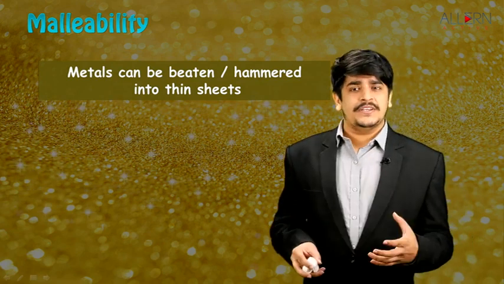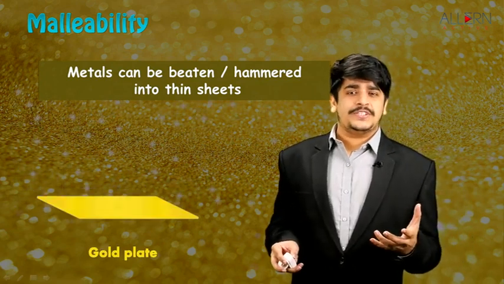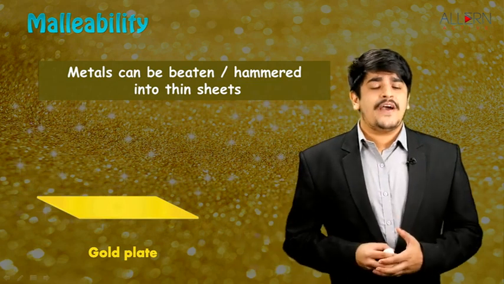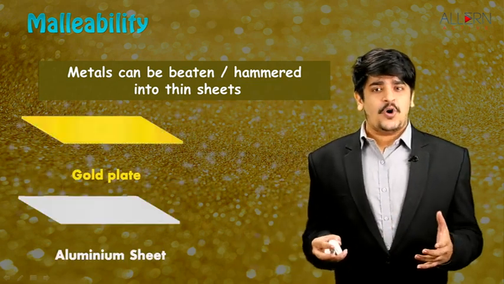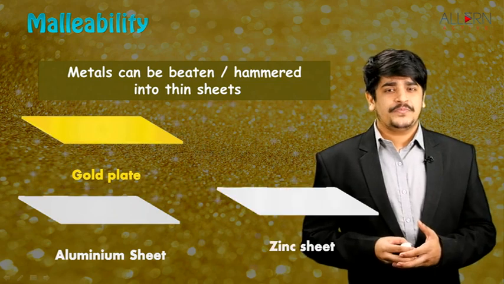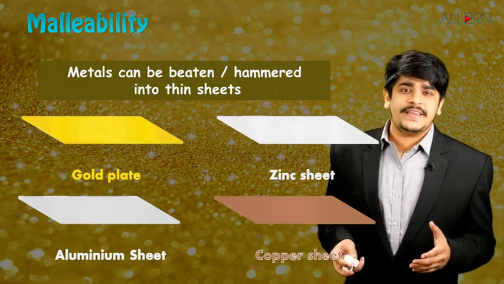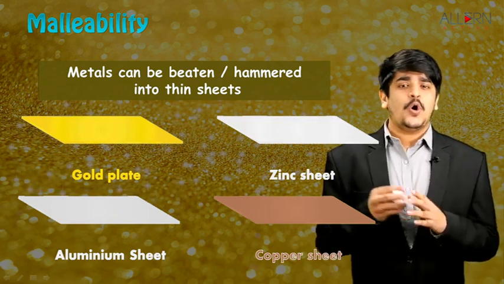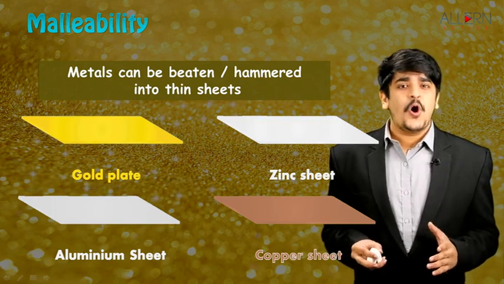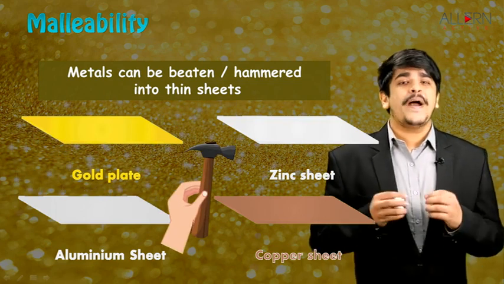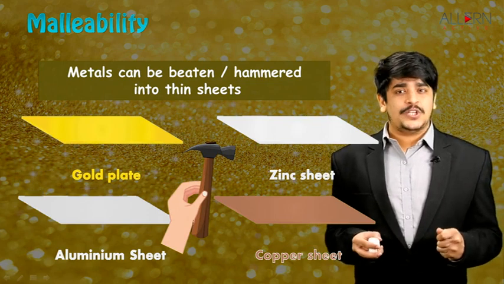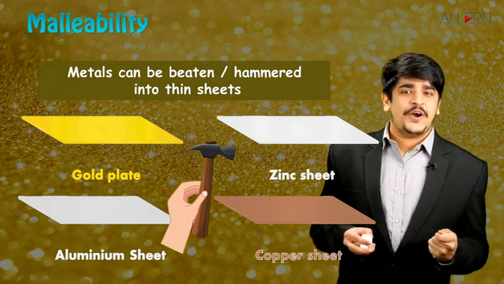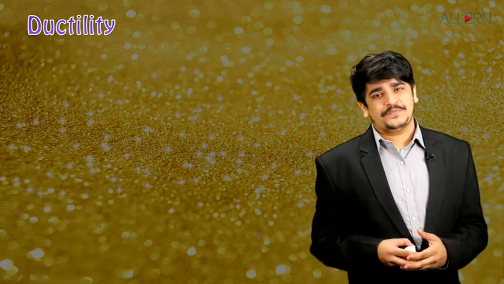Metals can be beaten, they can be hammered into thin sheets, which means you can have extremely thin sheets of elements such as gold, aluminium, zinc, and even copper for that matter, because all of them are considered to be metals, all of them are considered to be malleable. And this kind of a sheet is obtained by hammering it down, by beating it down.